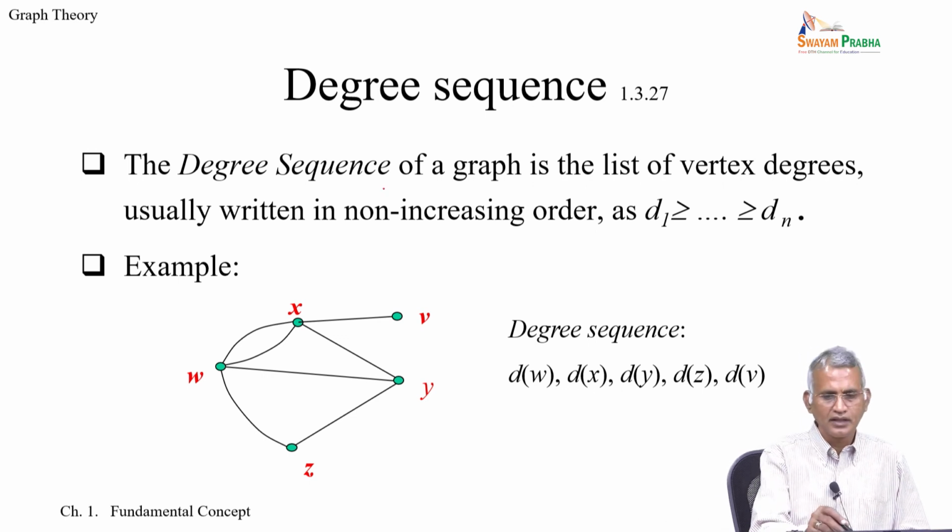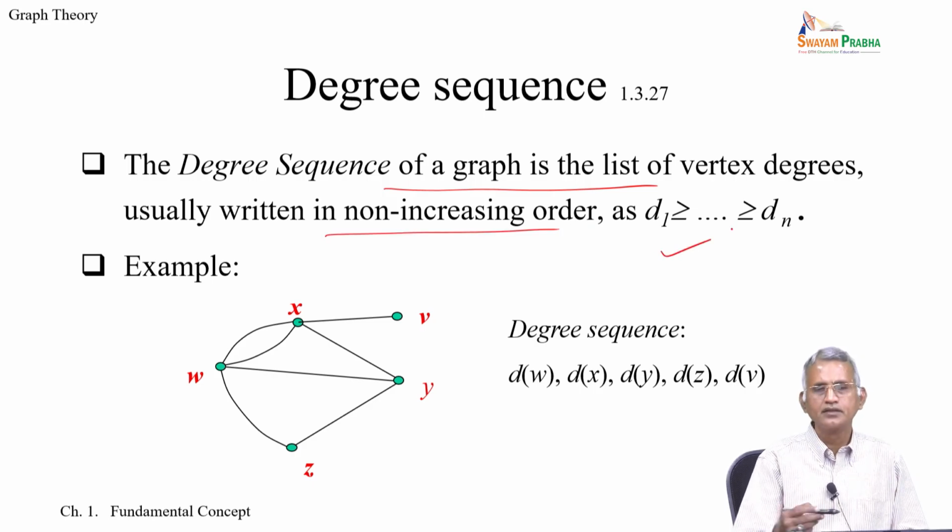So, the degree sequence of a graph is a list of vertex degrees, usually written in non-increasing order, that is d1 greater than or equal to d2 and so on, greater than or equal to dn. Example: this is a graph, and to find the degree sequence, find d of w. The degree here is 4. Similarly, d of x is 4, d of y is 3, d of z is 2, and d of v is 1. So, the degree sequence is like this.